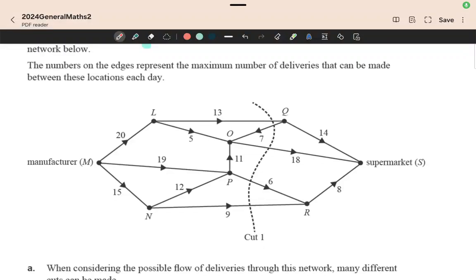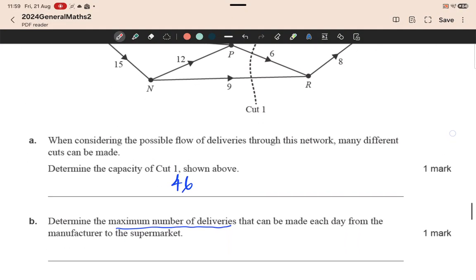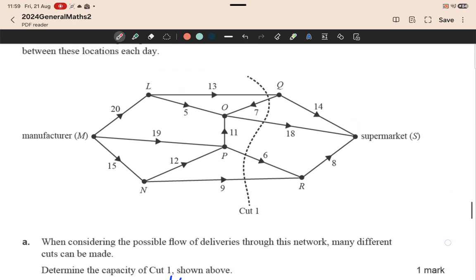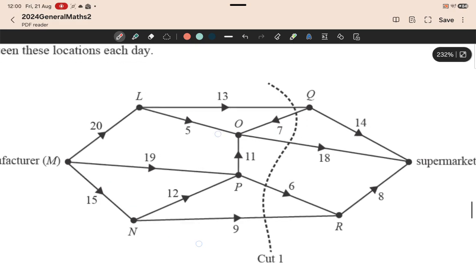Let's look at part B of question 14. We answered part A and the answer was 46. So now we have to find the maximum number of deliveries that can be made from the manufacturer to the supermarket. And the number on the edges represents the maximum number of deliveries that can be made between locations.